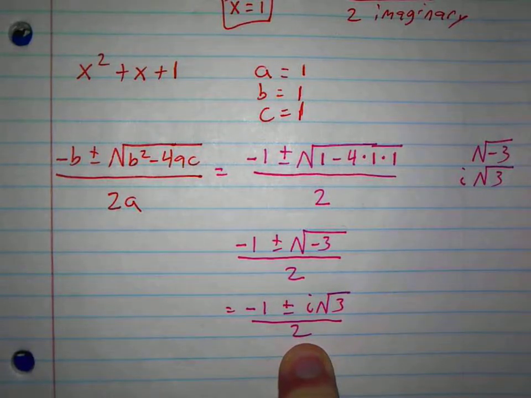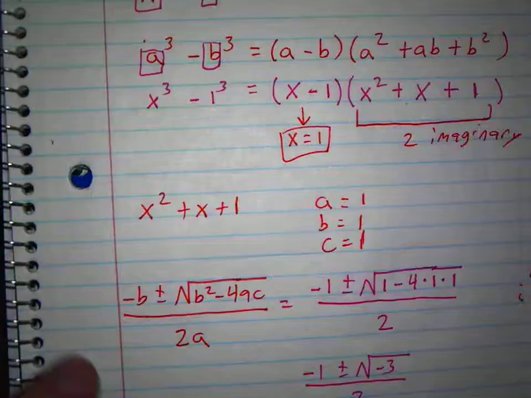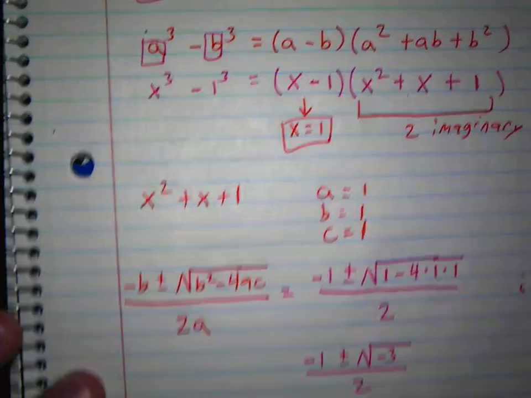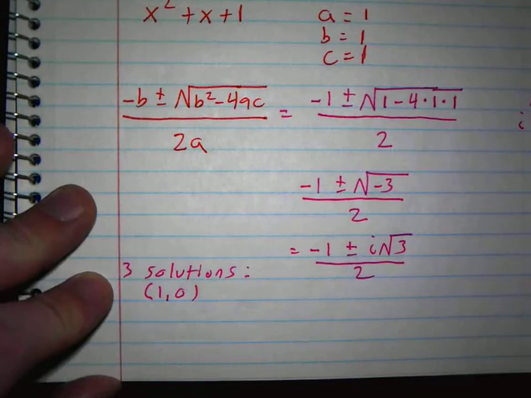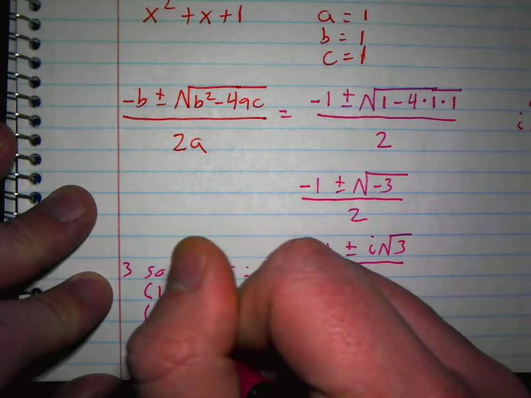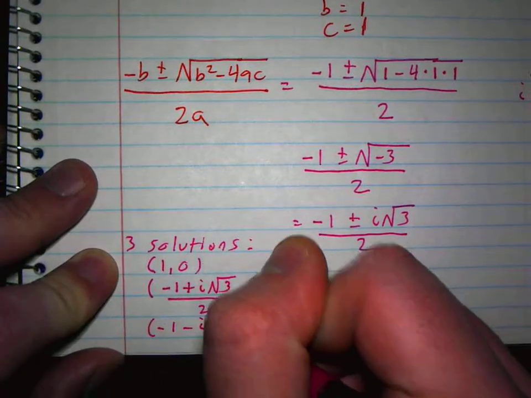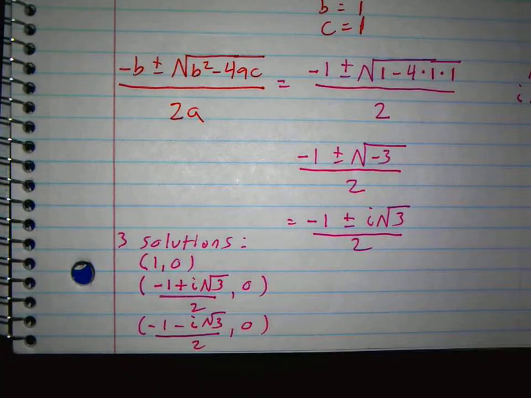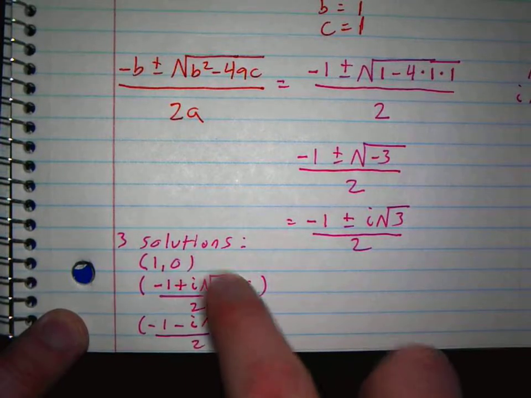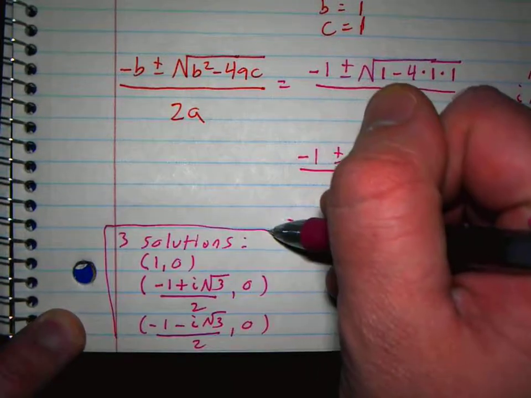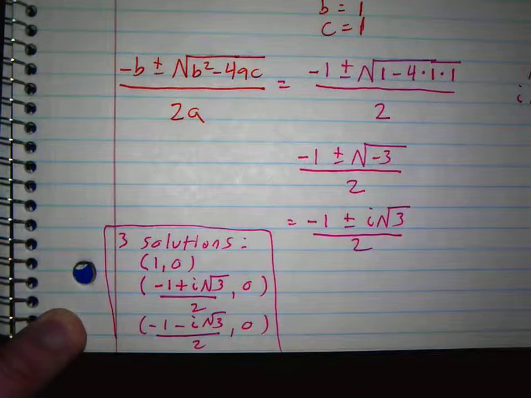But I'm missing 1. What was my other solution? It was the real one, right? We need to list out our 3 solutions. Those 3 solutions are 1, and then negative 1 plus i square root of 3 over 2, and then negative 1 minus i square root of 3 over 2. Okay, you don't have to list them out as x equals. You could have listed them out as zeros, meaning where y is 0. Okay? So those are my 3 solutions.